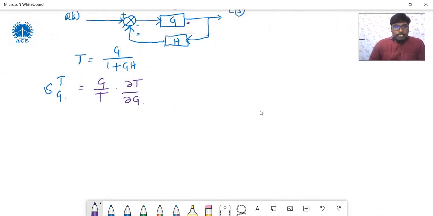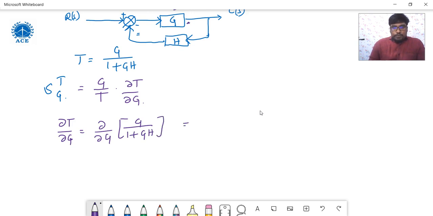Now calculate ∂T/∂G, which is ∂/∂G of the transfer function G divided by 1 + GH. So this will be in U by V form. Let us do it in U by V form. So this will be U, and this will be V. So just go ahead.